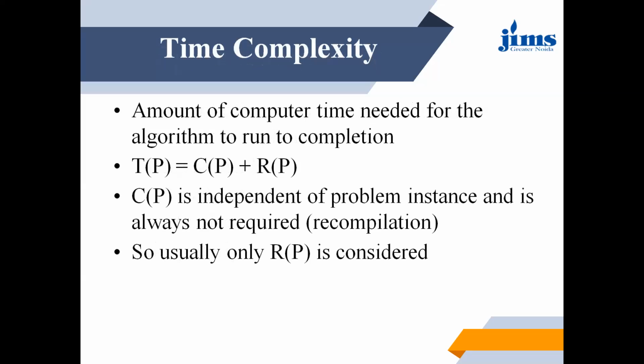Now what is time complexity? It is the amount of time a computer needs for the algorithm to run to completion, right? So through the equation, how can we show it? T(P) equals C(P) plus R(P). What is C(P)? C(P) is independent of the problem instance and is not always required. That means if there is no need to recompile the code, that part is C(P).